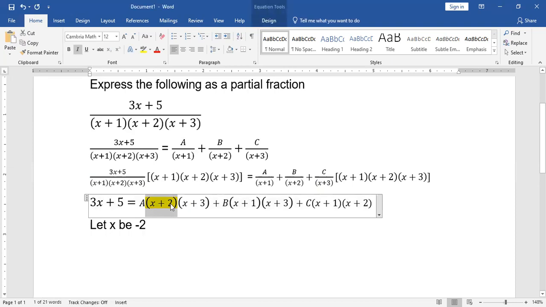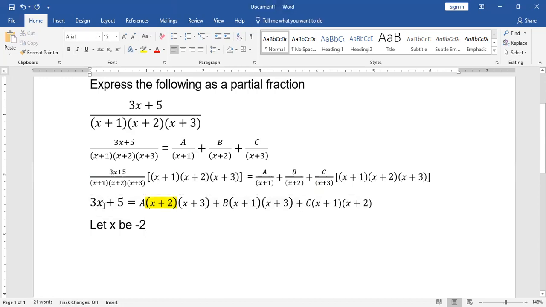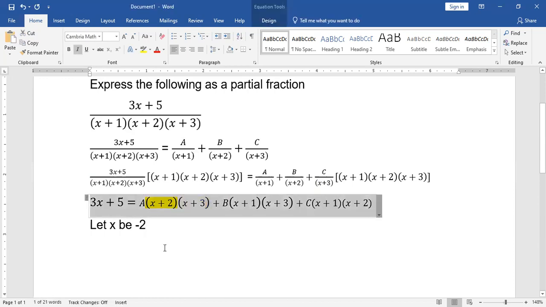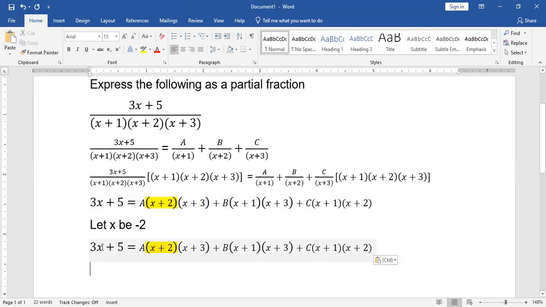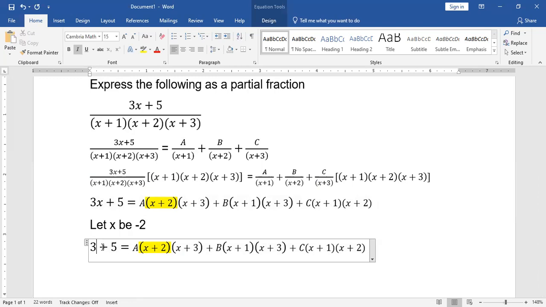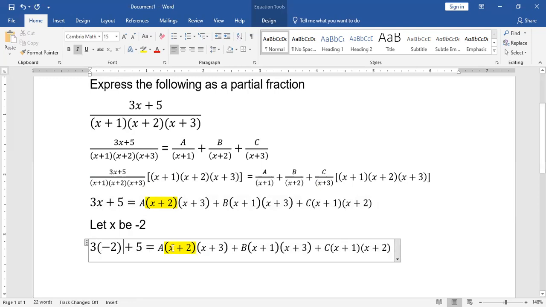I'm trying to eliminate that 2 there, such that if I bring this whole equation here, where there is x, I shall put negative 2, close brackets. Here where there is x, I shall put negative 2. Everywhere where there is x, I'm putting negative 2.